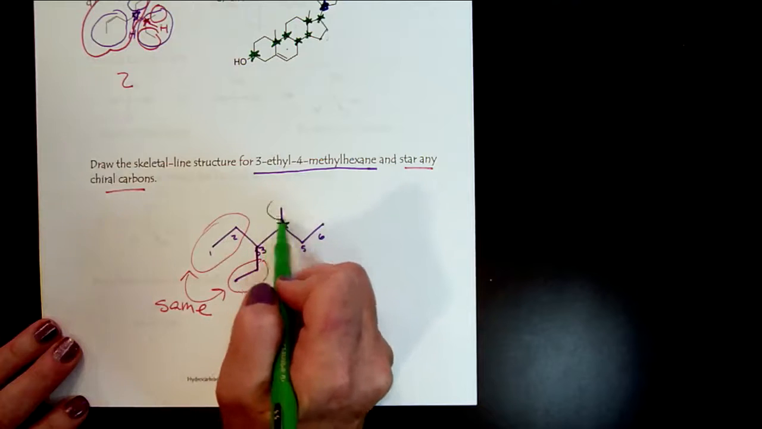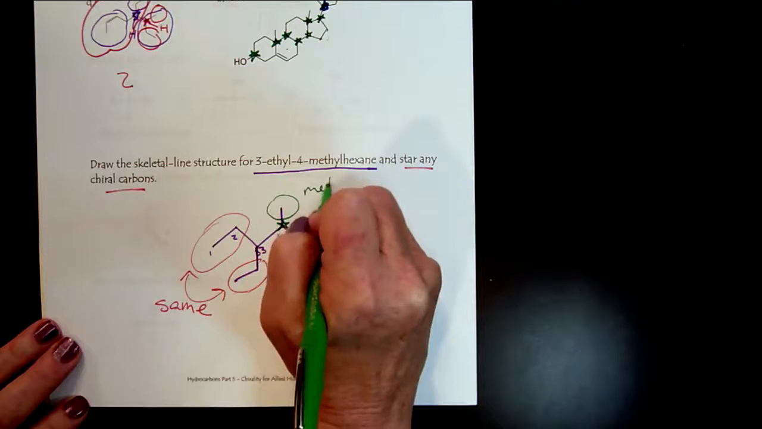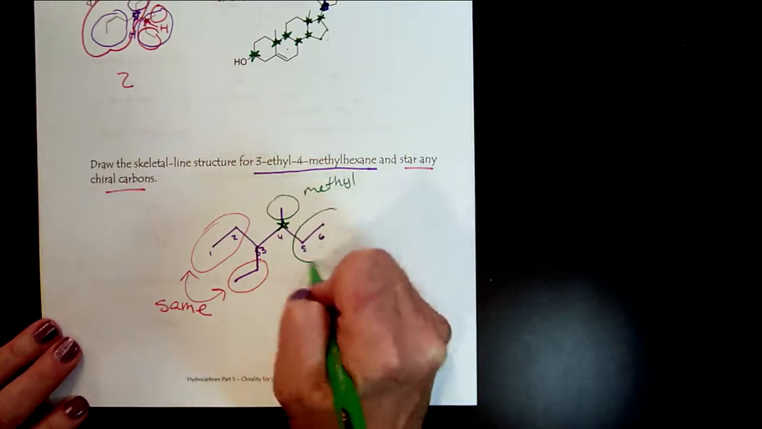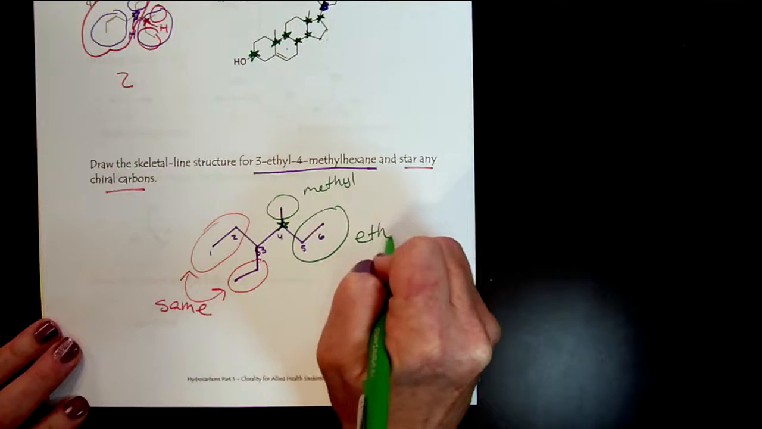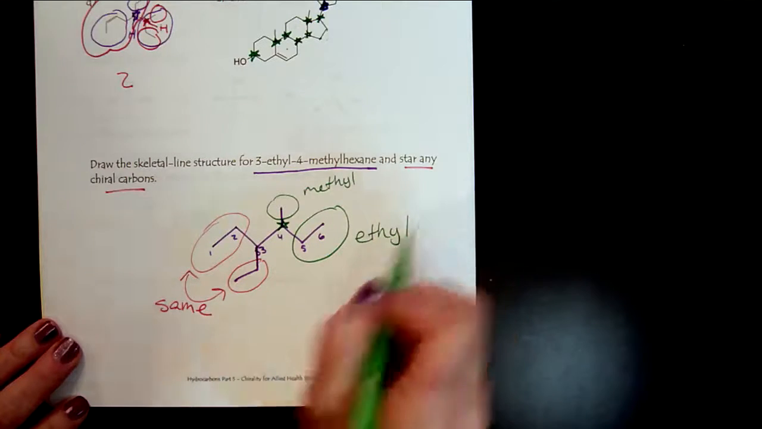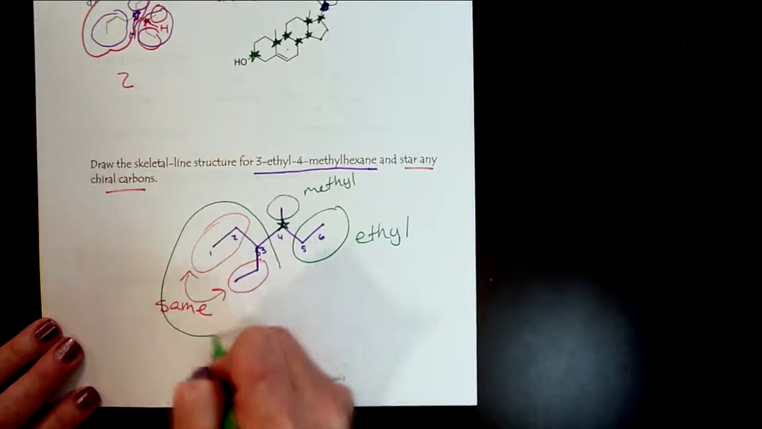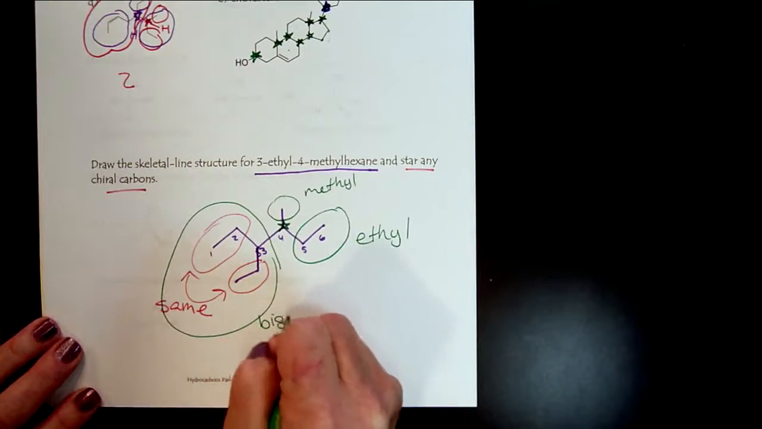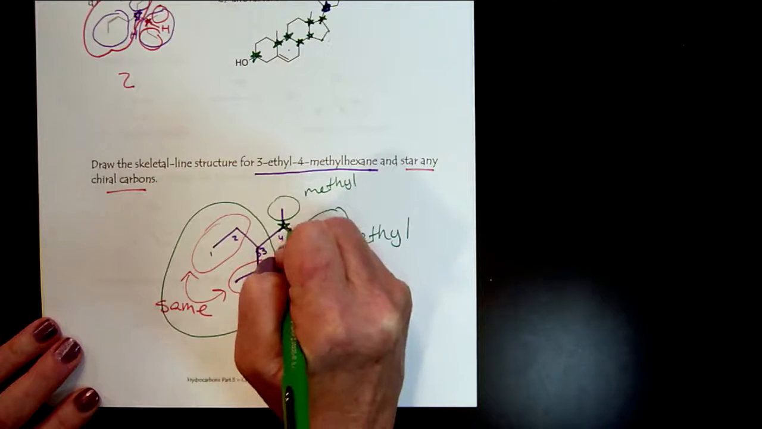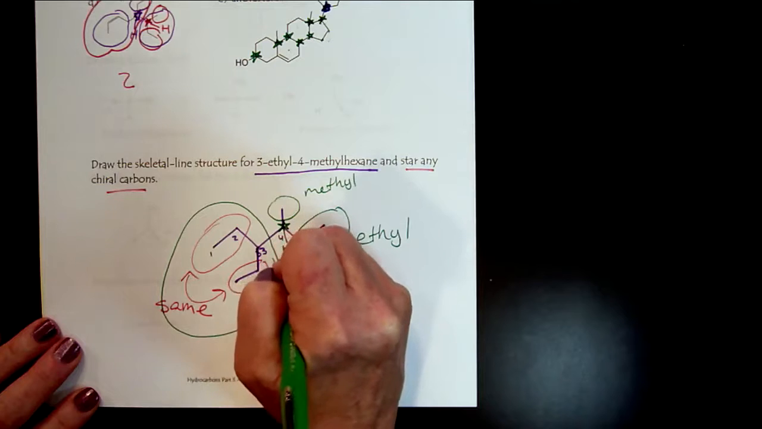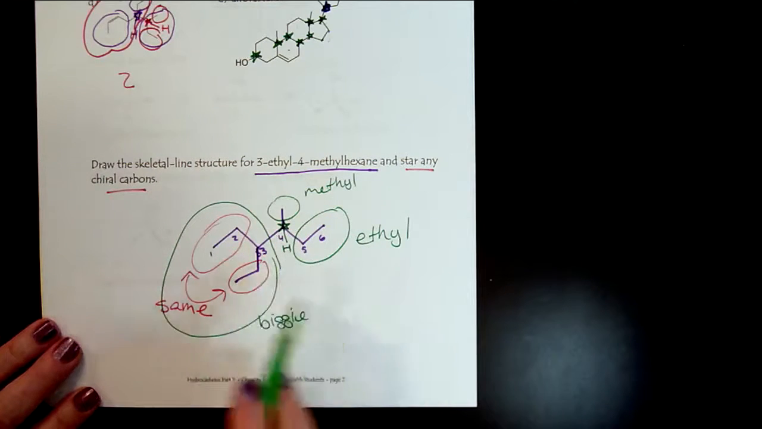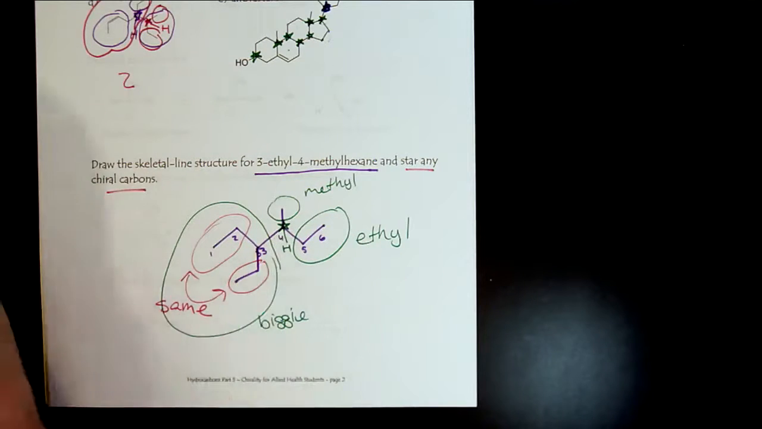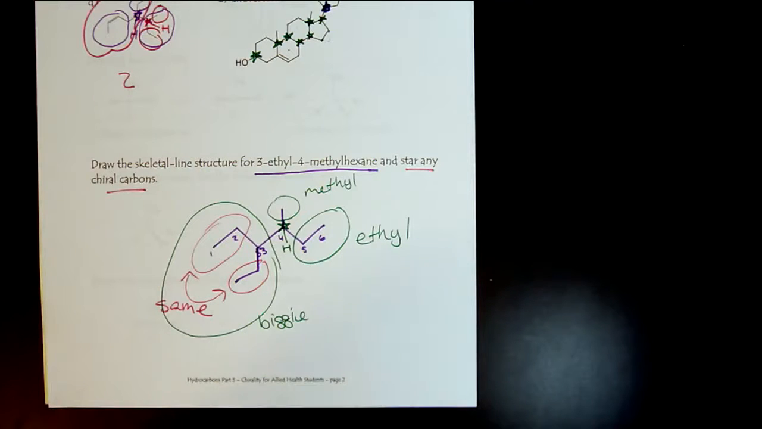Aha, here's our chiral carbon, right? We have our methyl and our ethyl, and then our biggie. And then of course we can't forget sweet little hydrogen. Alrighty, so hopefully you starred carbon 4. There's our chiral carbon.